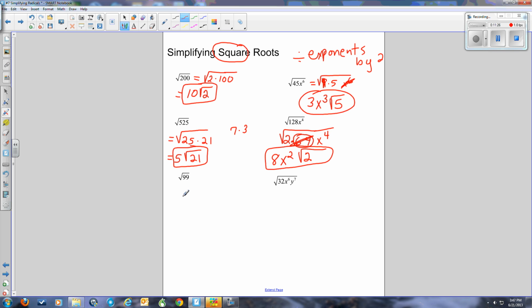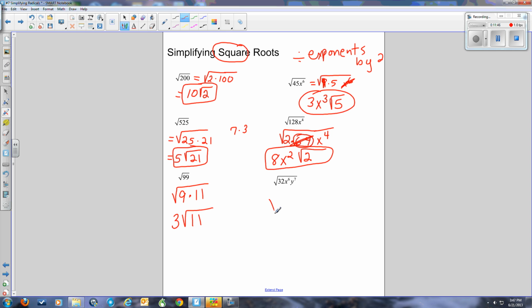Square root of 99. We can't take the square root of 99 and get a whole number, but we can break it down into 9 times 11. We can take the square root of 9, which is 3, and we have our 11 left under the radical because we can't simplify that one anymore.